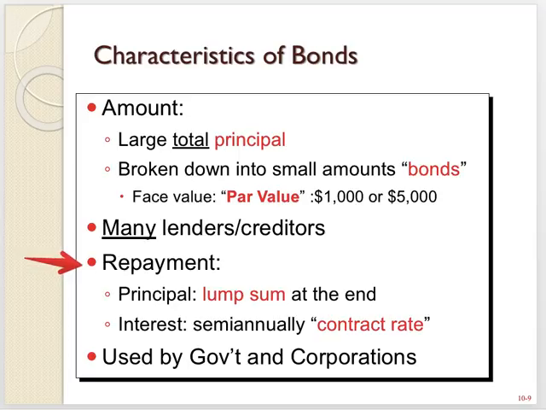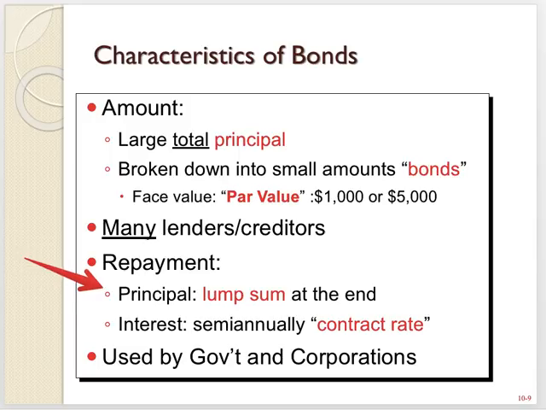The way that the repayment of a bond works is the principal amount, or the amount that's being borrowed, is paid in a lump sum at the end of the loan period. The whole thing is going to be repaid at the end.